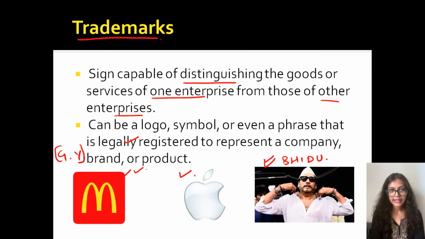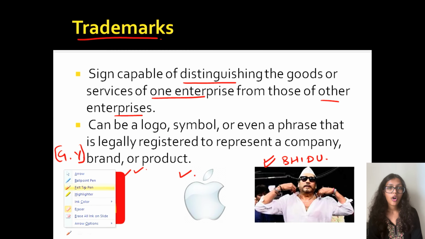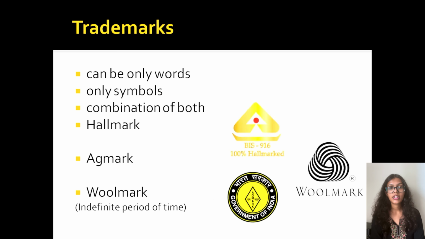Trademarks can be either only words or only symbols or maybe a combination of both. They can also be service based like medical, beauty, or agricultural services, or even certification based. You must have heard of Hallmark for purity of gold, or Agmark to certify the quality of agricultural production, or Woolmark for the products that are made from 100% wool.